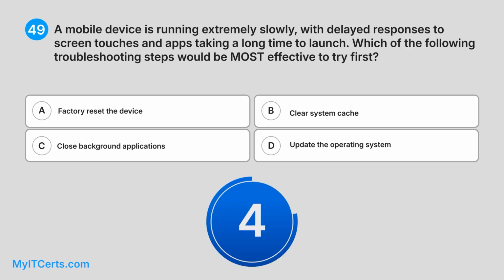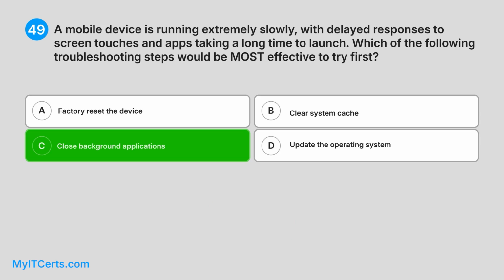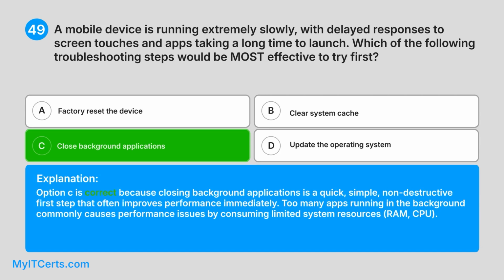What do you think is the answer? Correct answer: C. Close background applications. Explanation: Option C is correct because closing background applications is a quick, simple, non-destructive first step that often improves performance immediately. Too many apps running in the background commonly causes performance issues by consuming limited system resources, RAM, CPU.